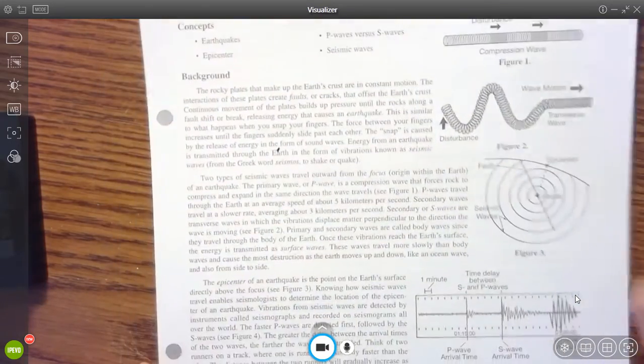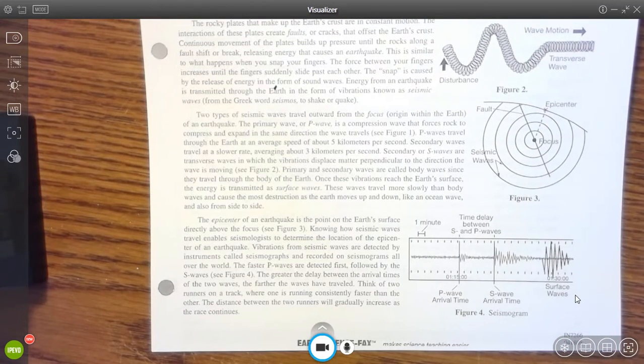The epicenter of an earthquake is the point on Earth's surface directly above the focus. See Figure 3. Knowing how seismic waves travel enables seismologists to determine the location of the epicenter of an earthquake. Vibrations from seismic waves are detected by instruments called seismographs and recorded on seismograms all over the world. The faster P waves are detected first, followed by the S waves. See Figure 4. The greater the delay between the arrival times of the two waves, the farther the waves have traveled. Think of two runners on a track, where one is running consistently faster than the other. The distance between the two runners will gradually increase as the race continues.